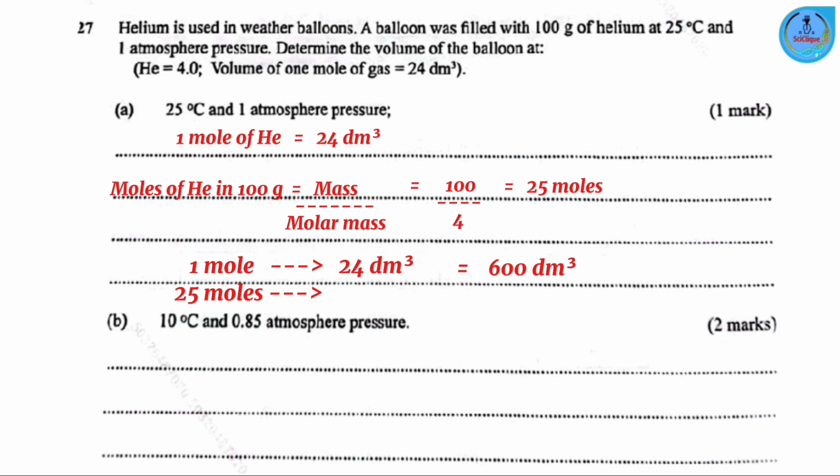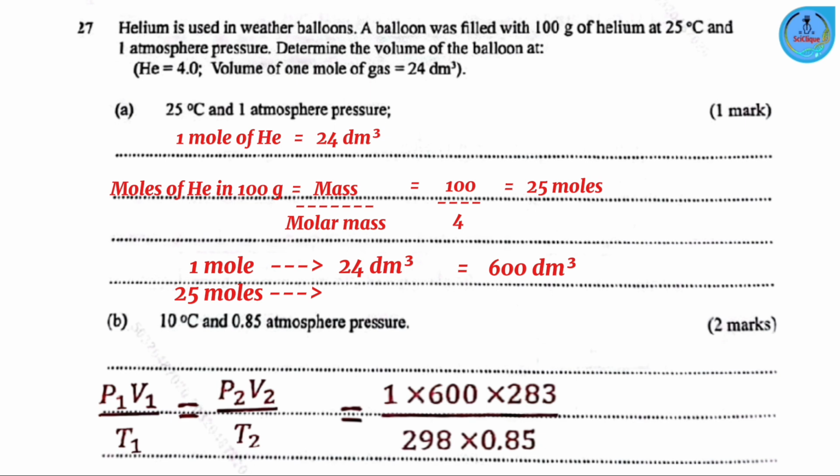So this is where we're going to use this: P1 V1 over T1 equals P2 V2 over T2. What is our P1? Our P1 is 1 atmosphere pressure. Our V1 is 600 decimeter cubed, you know, what we just calculated. Our T1 is 25, but we are going to convert it to Kelvin. So 25 plus 273 gives us 298.